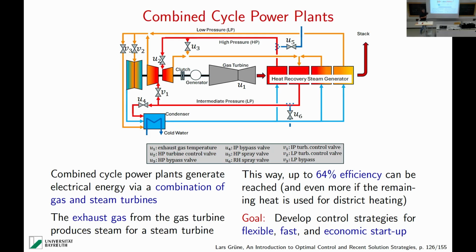purpose, they must become very flexible. So you have to be able to start them up very quickly. If you know that there is like a shortage of electrical energy, you have to be able to start them up. And that's the task of this project. We want to develop control strategies for flexible, fast, and also economic startup.